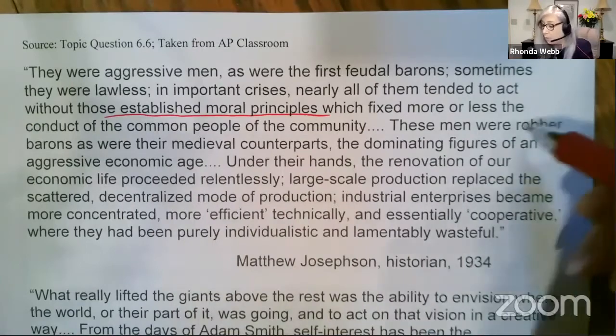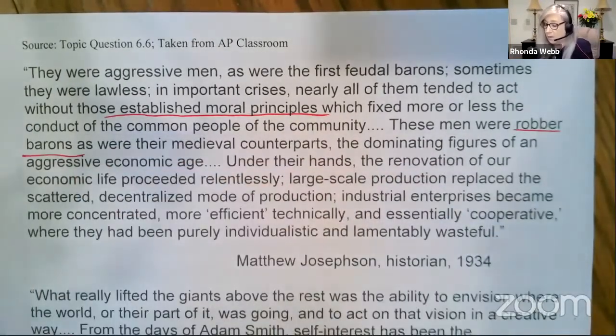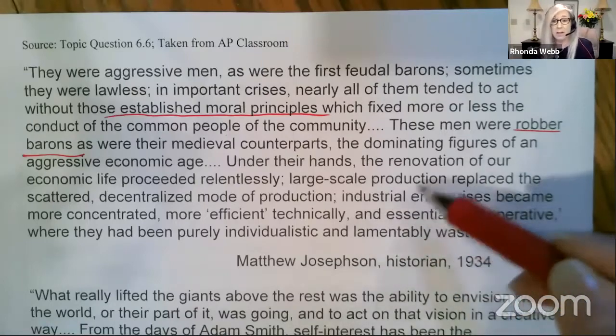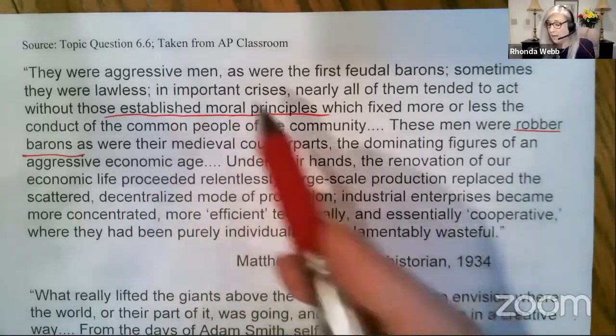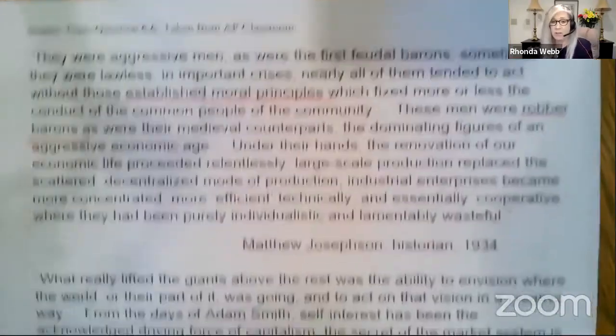These men were robber barons, as were their medieval counterparts, the dominating figures of an aggressive economic age. Under their hands, the renovation of our economic life proceeded relentlessly. Large-scale production replaced the scattered, decentralized mode of production. Industrial enterprises became more concentrated, more efficient technically, and essentially cooperative, where they had been purely individualistic and lamentably wasteful. So he's saying, yes, maybe they've made things more efficient, but at what cost? They've done this in a way that is not moral and taking advantage of these commoners.